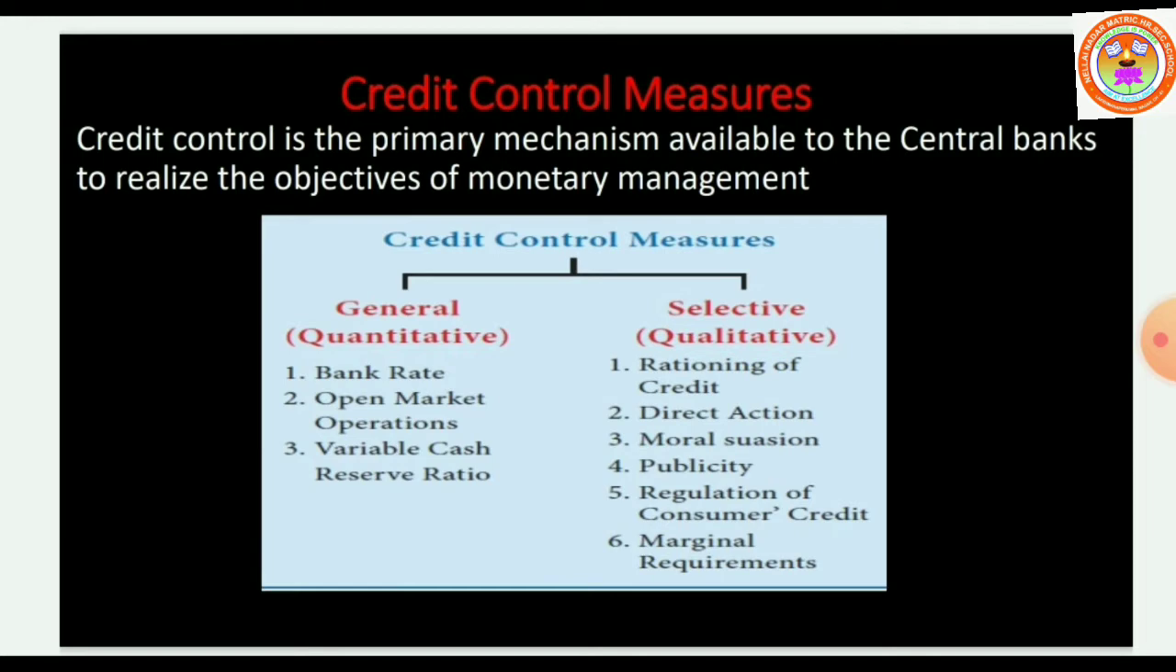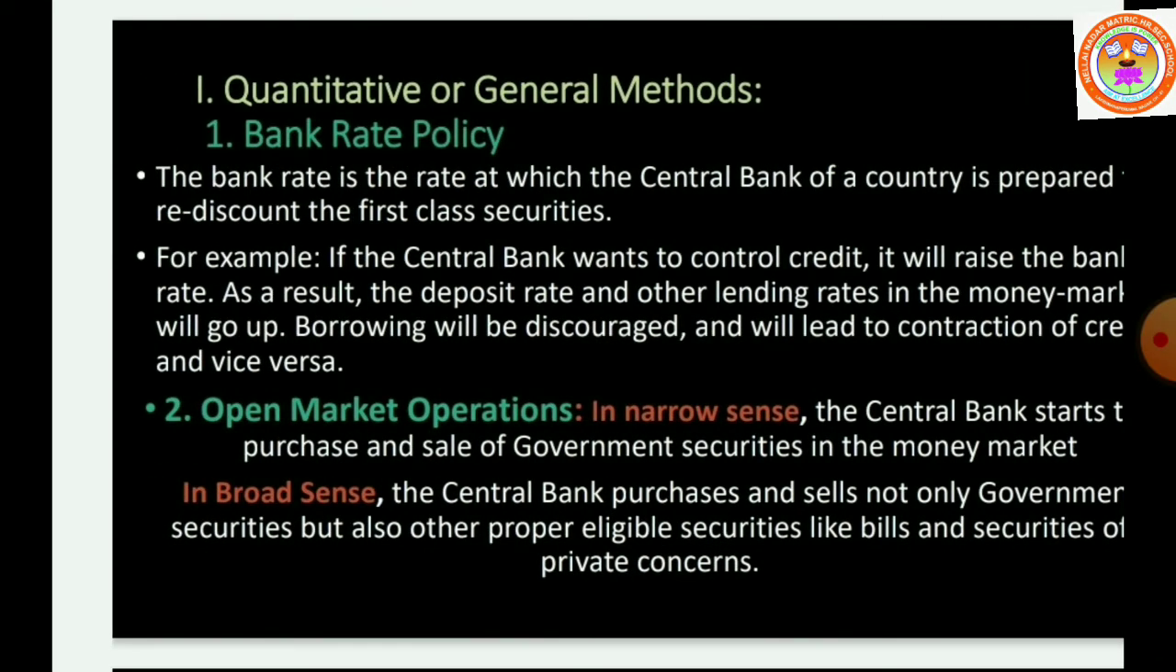In quantitative, there are three types: bank rate, open market operations, variable cash reserve ratio. Selective credit control or qualitative credit control has 6 types: rationing of credit, direct action, moral sanction, publicity, regulation of consumer credit, and marginal requirements. Now we can see the quantitative or general methods.